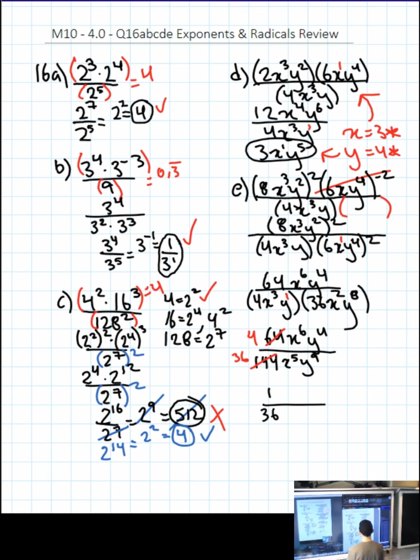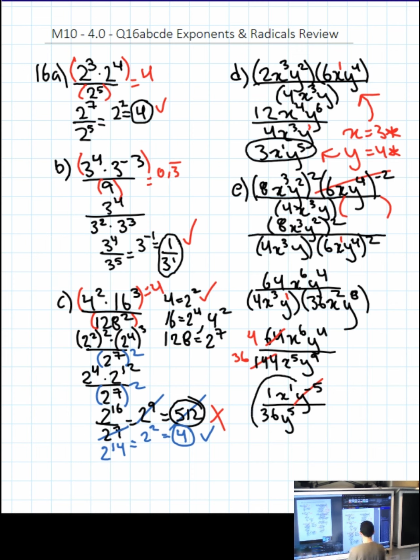Then on the top I have x to the 6, on the bottom I have x to the 5, so I can subtract the exponents and get x to the 1. Then on the top I have y to the 4, and on the bottom I have y to the 9. Well, I can subtract from the bottom or subtract from the top. I'm going to subtract from the top, so we're going to get y to the 4 minus 9 is negative 5. Then I'm going to bring the thing with the negative exponent down to the bottom and say y to the 5. Notice I could have just subtracted from the bottom.